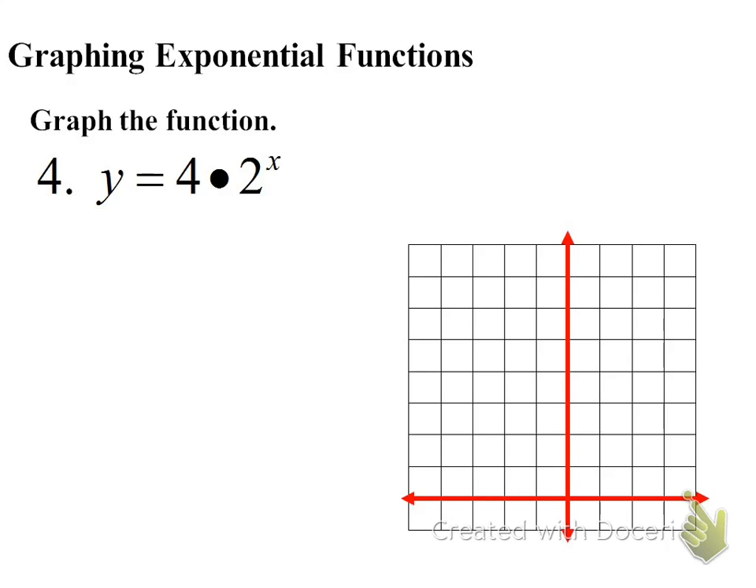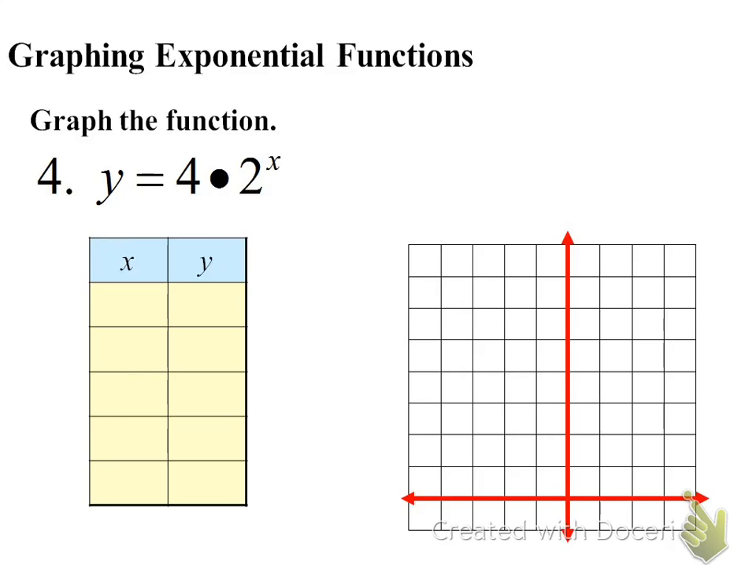For example 4, we can also see that we have an a value. The a value other than 1, you always have an a value, sometimes it's a 1. Here our a value is 4, so I know it's going to go through my y-axis at 4. It's also going to cause all my y values to be positive. If a is positive, so are your y values. Again, we can just start that xy chart.